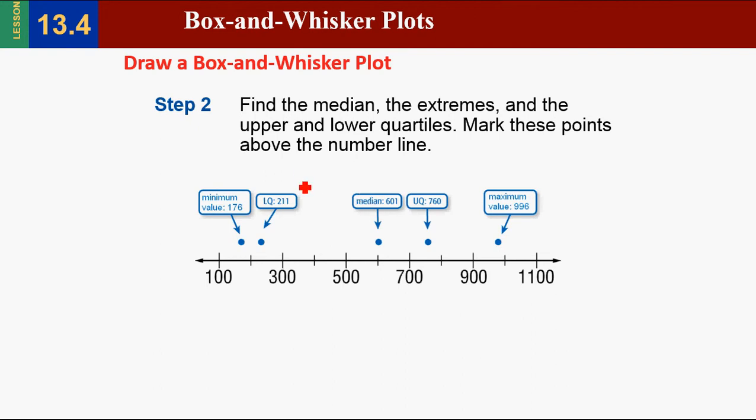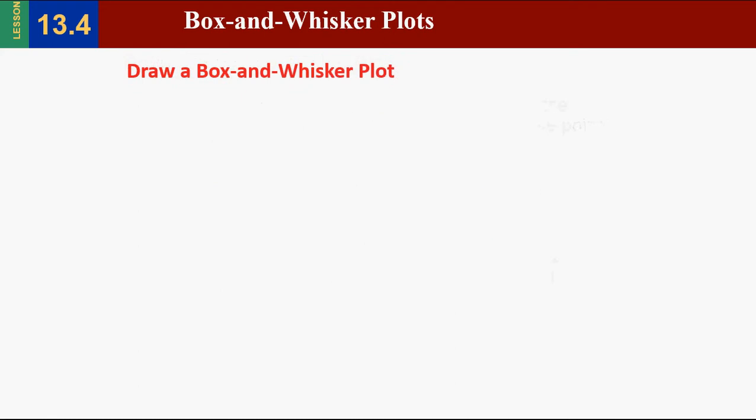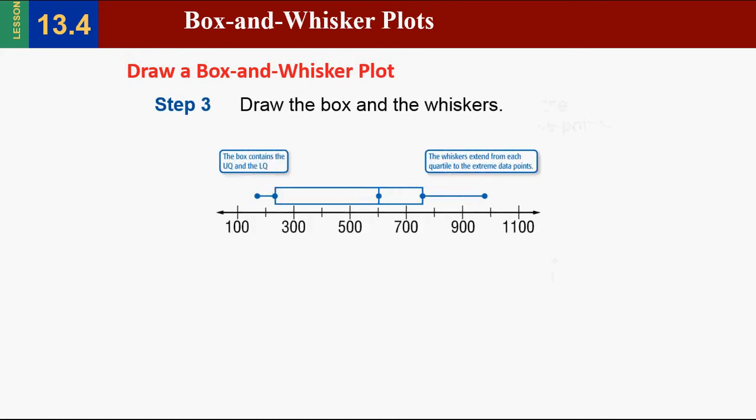After we've done this, making the box and whisker plot is pretty simple. All we have to do is draw the box and the whiskers. Now the box starts at quartile 1. We draw horizontal lines and vertical lines. The first thing I would do is draw vertical lines at quartile 3, quartile 1, and quartile 2, or the median. After I've drawn those 3 lines, I would just connect them to make my rectangle.